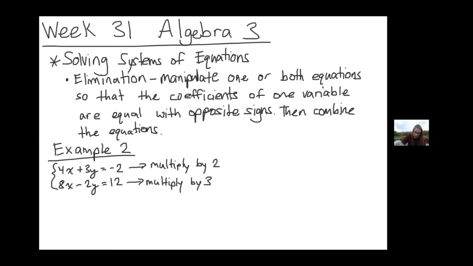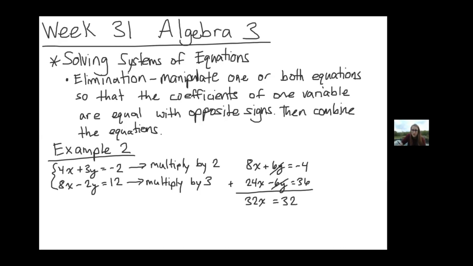Okay, so that's going to give us 8x plus 6y equals negative 4. Don't forget you have to multiply every term in the equation by that number. And then the second equation would be 24x minus 6y equals 36. Then we're going to combine, that means add. So 8x plus 24x is 32x. The y's cancel, which is what we wanted. And negative 4 plus 36 is 32.